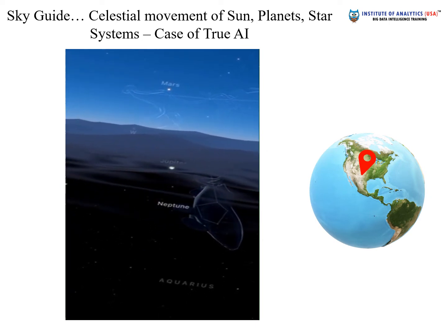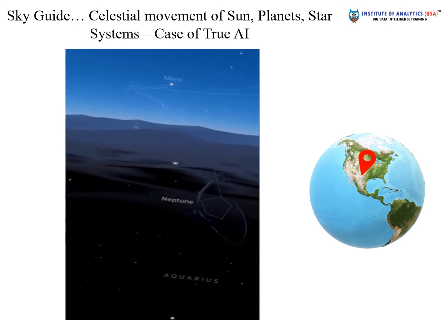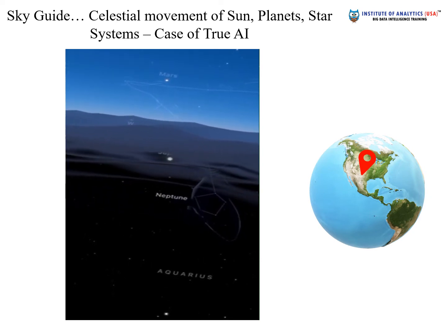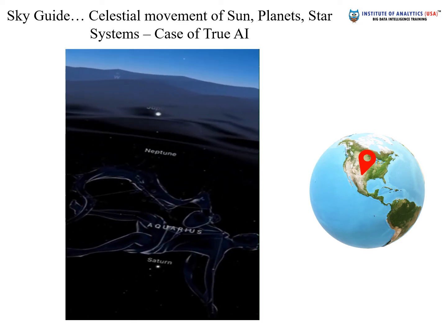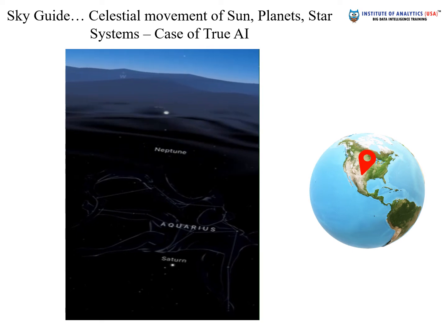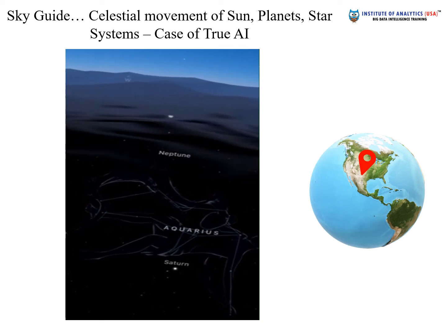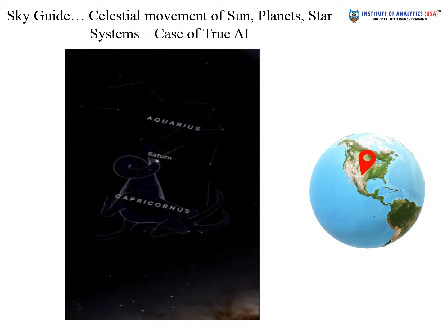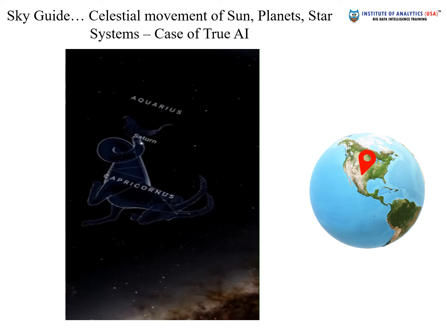So why do I say it's an amazing application? It works 24/7 again from any part of the world, and it gives you the location of the planets, sun, and star systems, and it works irrespective of what the weather is, even when it is cloudy, a totally dark night, as well as raining. And I think it's amazing.